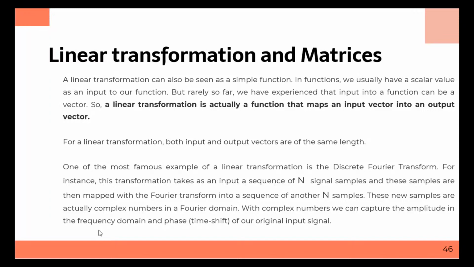With the complex numbers, which also have an imaginary part, we can capture the amplitude by drawing the wave and taking the topmost point. If I measure it, that's my amplitude. With complex numbers, we can capture the amplitude in the frequency domain and the phase, that is the time shift of our original input signal. What is this frequency domain? Frequency is how many wavelengths in 1 second.